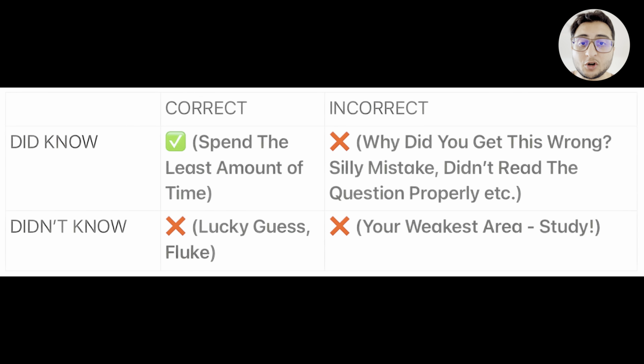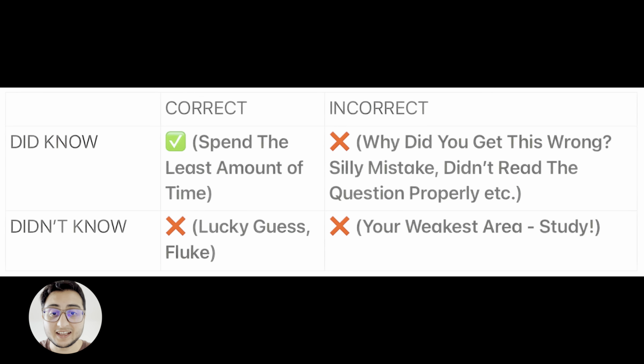Let's take a look at the next column. Now, incorrect, but I knew which topic that was from. This is probably the most frustrating out of all the scenarios because you thought you learned it well, but you got it wrong. Now, you really need to ask yourself why you got it wrong. Did you not understand the question properly? Was there something in the question that threw you off? Was it a silly mistake? Did you not read a word that could have changed the whole answer? This is the point where you really want to question why you got something wrong, which you already know.